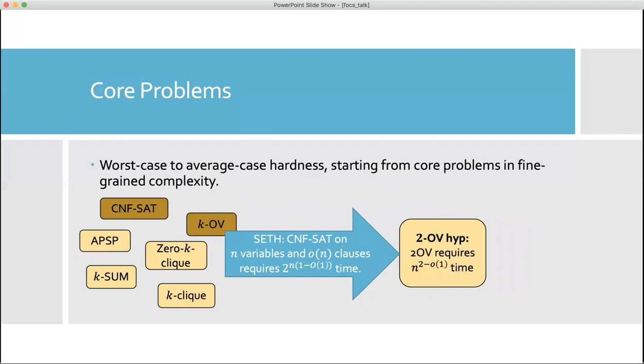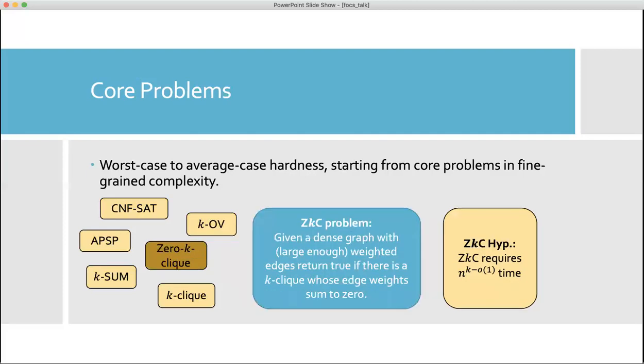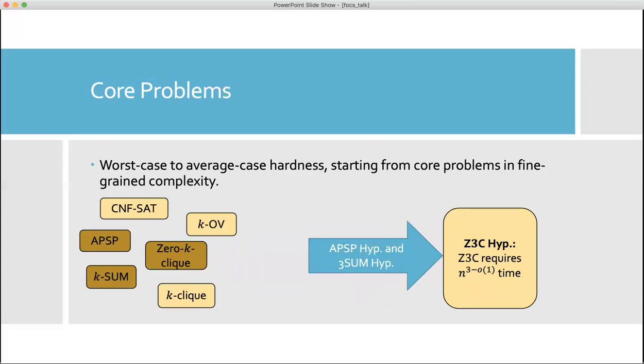As a side note, SETH, or the strong exponential time hypothesis, gives us the 2-OV hypothesis. Next, let's define the zero k-clique problem. Given a dense graph with large enough weighted edges, return true if there is a k-clique whose edge weights sum to 0. The zero k-clique hypothesis says that zero k-clique requires n to the k minus o(1) time. Again, as a side note, APSP and k-SUM reduce to zero-3-clique.